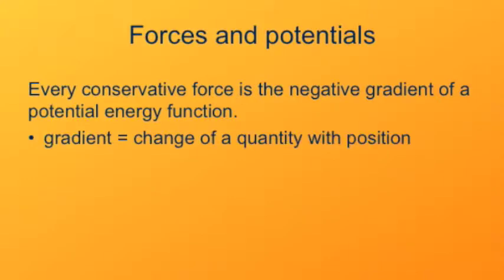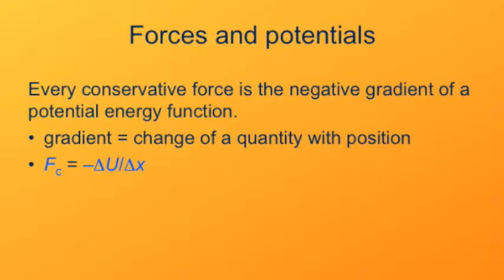What do I mean by gradient? Well, gradient is a change of something with position. A rate can generally be thought of as a change in some quantity with time. A gradient is the change in the quantity with position. So just as a rate can be thought of as the slope of the graph of this quantity versus time, the gradient is the slope of the graph of this quantity plotted versus position.